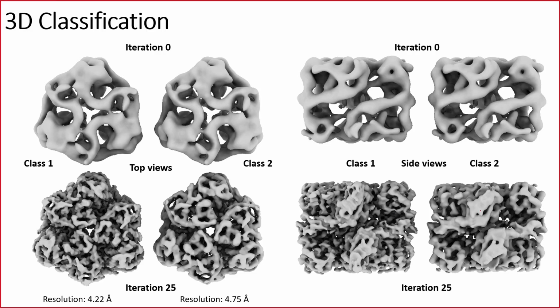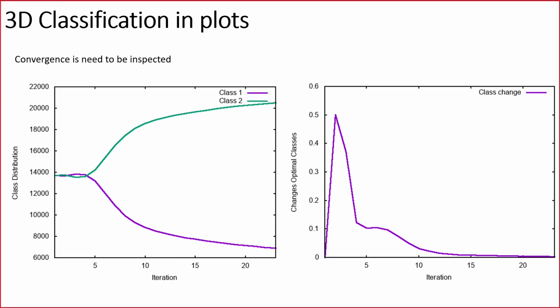For both of these, we can see that class 1 outperforms class 2, and then we can, of course, follow with class 1 and do another round of 3D refinement. This is just to show that if you monitor the 3D classification, you need to be aware that many times there are exchanges of particles between the classes, and only after certain iterations do the classes converge to an extent that there are no more changes between them.